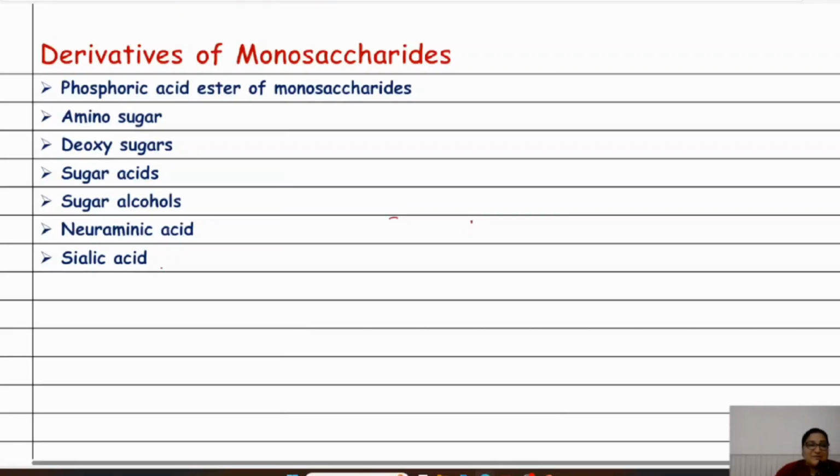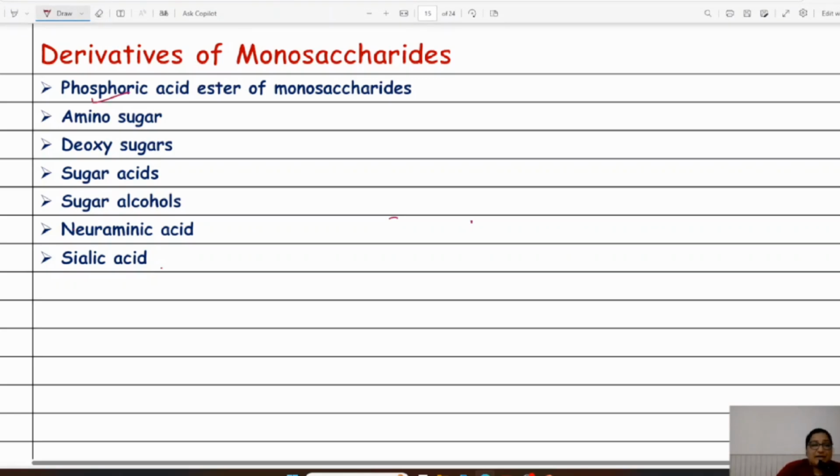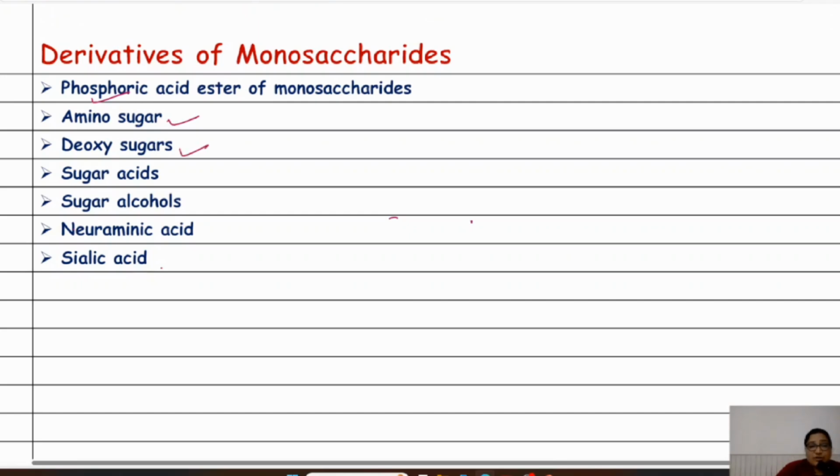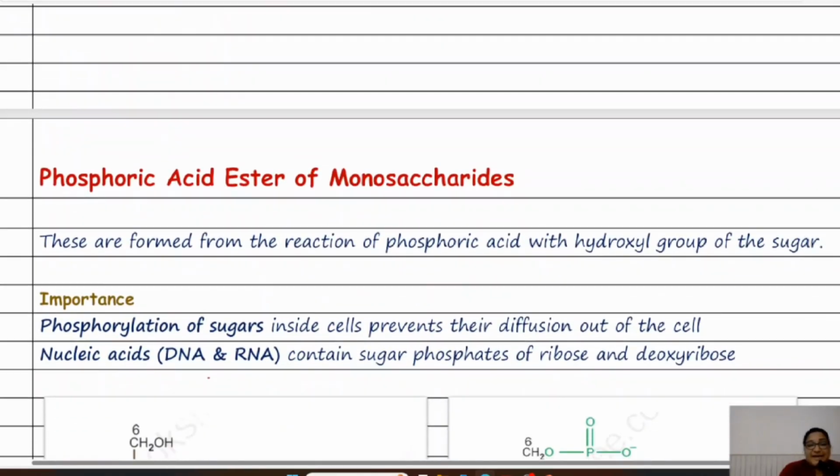On derivatives of monosaccharides. Monosaccharides can react with many other substances because they have an OH group present, where the oxygen is electronegative, and this forms the derivatives of the monosaccharides. The derivatives of the monosaccharides are phosphoric acid esters of monosaccharides, amino sugars, deoxy sugars, sugar acids, sugar alcohols, neuraminic acid and sialic acid.